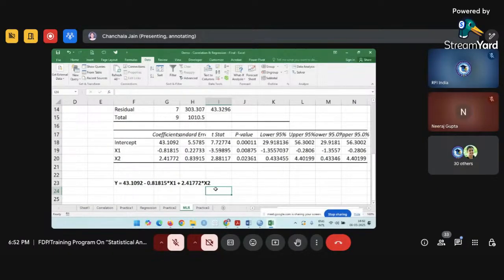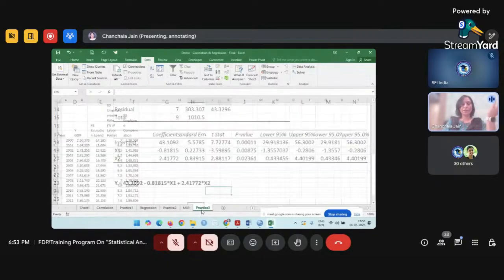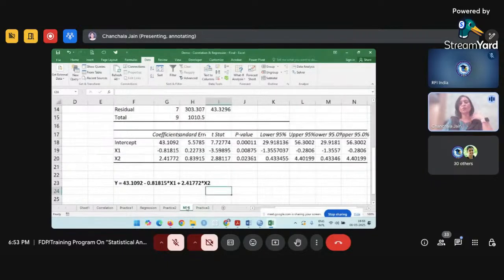Yes, ma'am. Fine. So the next sheet you can use for your practice. I want to summarize the session here, and then we will take two or three situations. I think we have 5-10 minutes, so I'll summarize the session today.